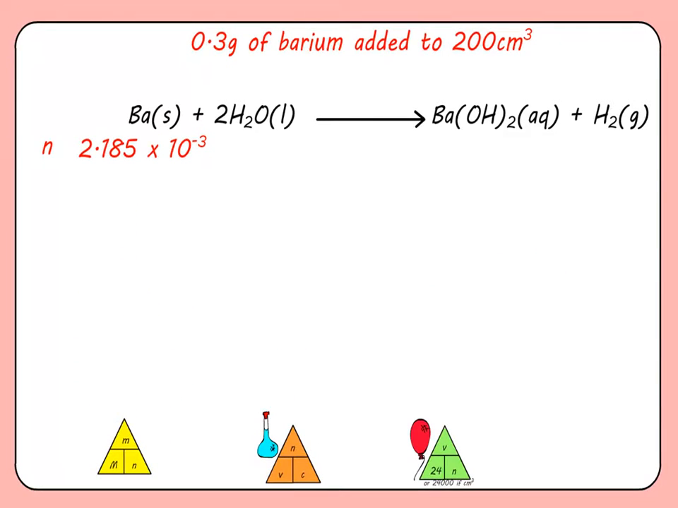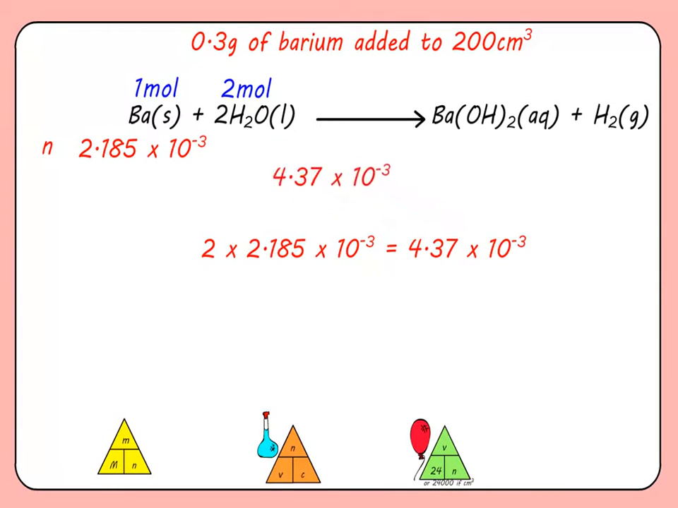Now if we are asked how many moles of water reacted with 0.3 grams of barium, we look at the equation and we see 1 mole of barium reacted with 2 moles of water. Therefore, 2.185 times 10 to the minus 3 moles of barium will react with 2 times 2.185 times 10 to the minus 3 moles of water, which will equal 4.37 times 10 to the minus 3 moles.